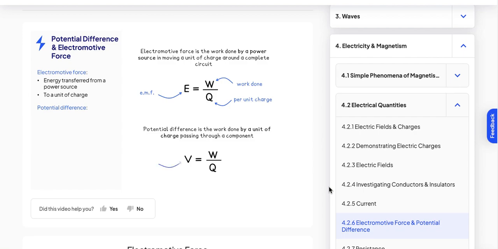Potential difference is the work done by a unit of charge passing through a component. That's work done or energy transferred per unit charge. Both are measured in volts.